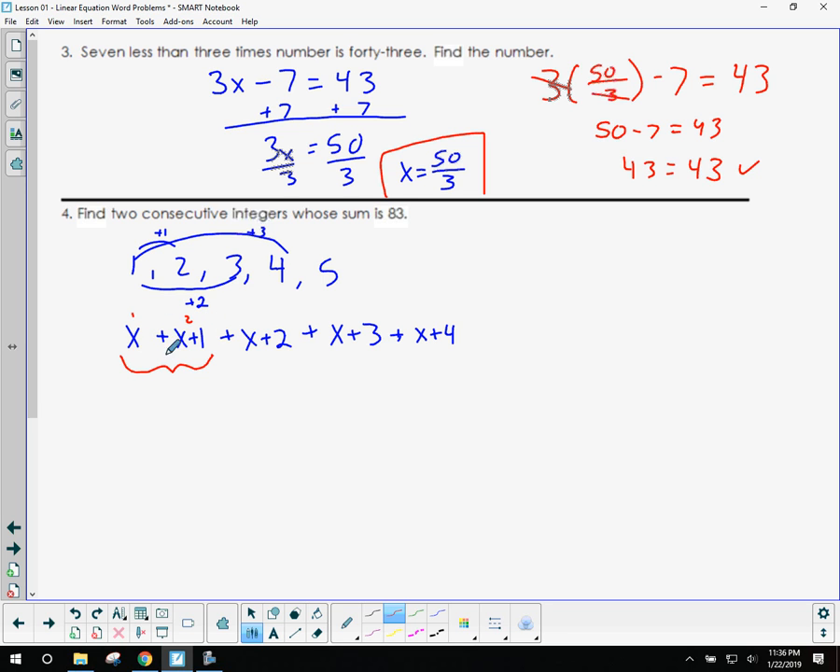Another way to look at it that students like to do is stack it. x, x plus 1. This is the first term, second term. The first consecutive integer, the second consecutive integer. It says to add them up, so I'm just going to put a plus here. First and second, so x plus x is 2x, plus 1, this should equal 83. Guess what? We have an equation. Time to solve.